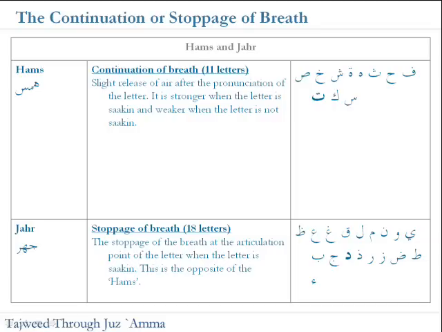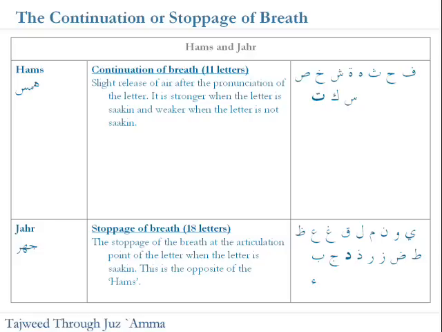Now we're going to talk about the continuation or stoppage of the breath, known as hams and jahr. So continuation of breath is a slight release of air after the pronunciation of the letter. It is stronger when the letter is sakin and weaker when the letter is not sakin. So we'll take the example of the ta. When you say, for example, tabbat, there's a release of air at the end, and that's known as the hams.